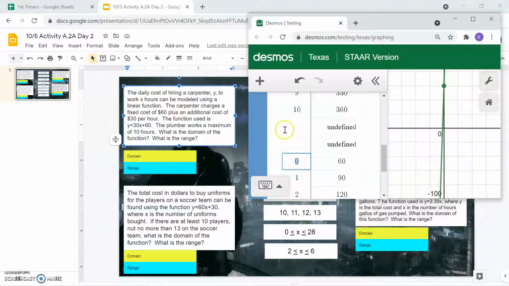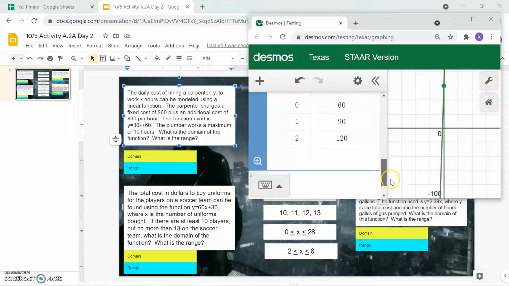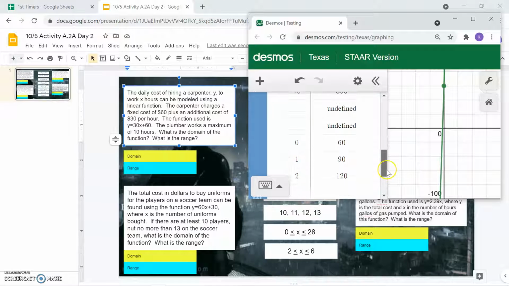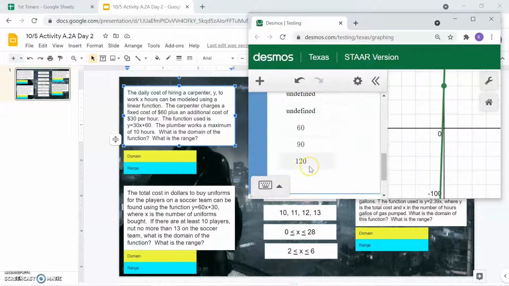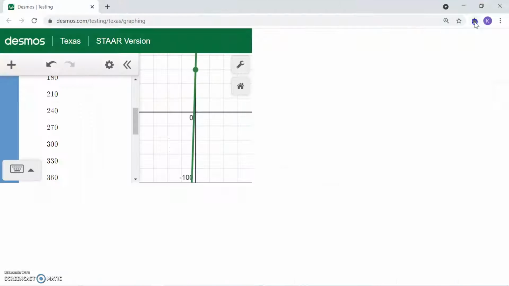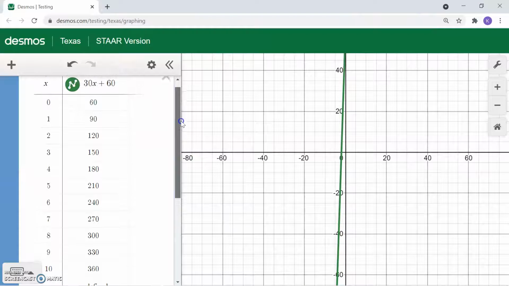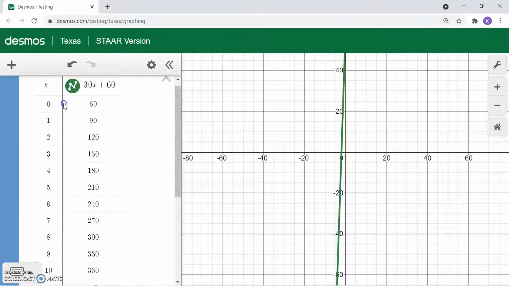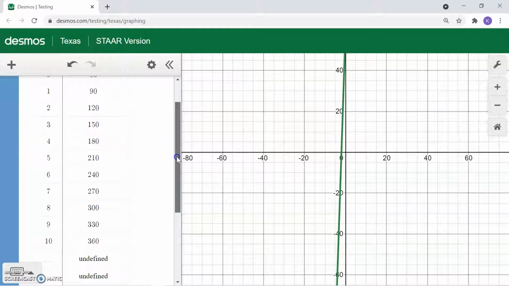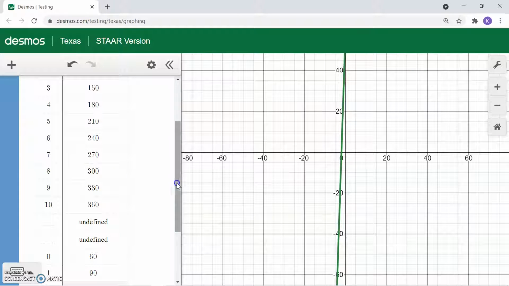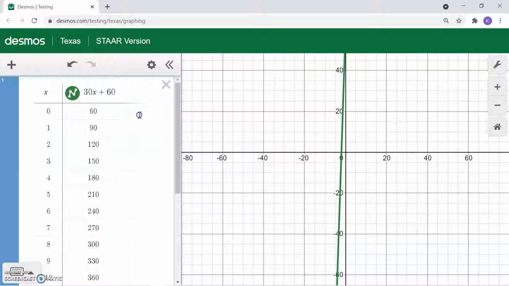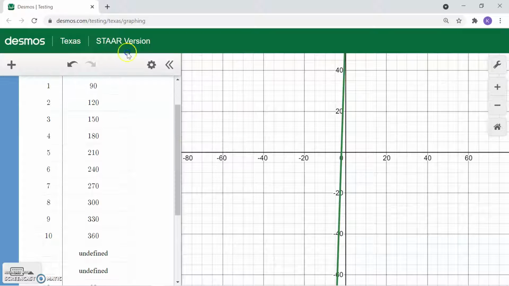Let's erase these right here. And let's not worry about the bottom ones. I don't know how to delete them. But let's just worry about these first ones up here. So on these right here, he works from 0 all the way to 10 hours. So again, the domain of this function is from 0 to 10.